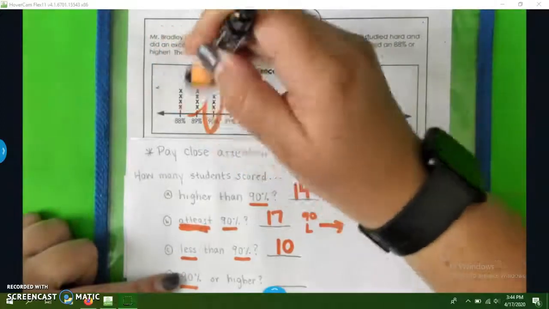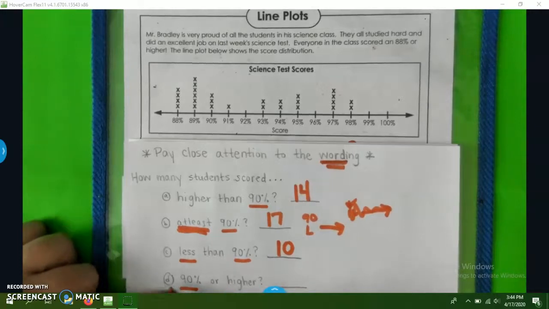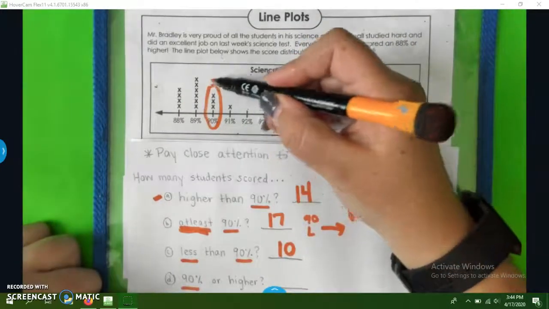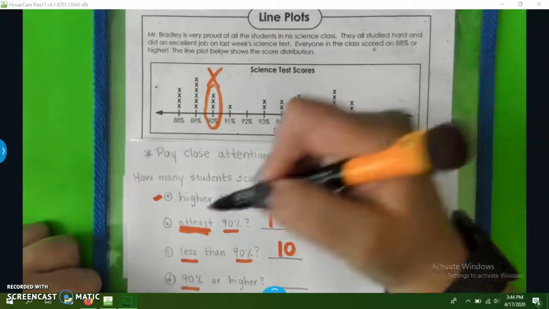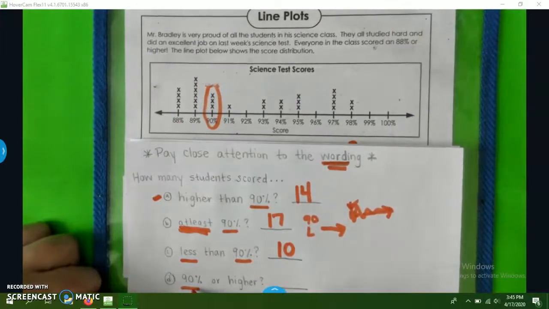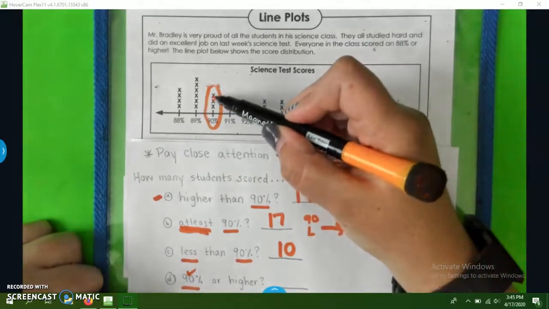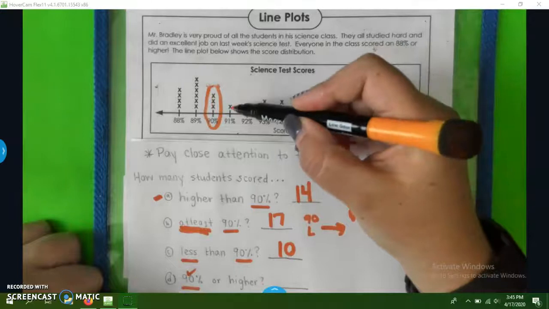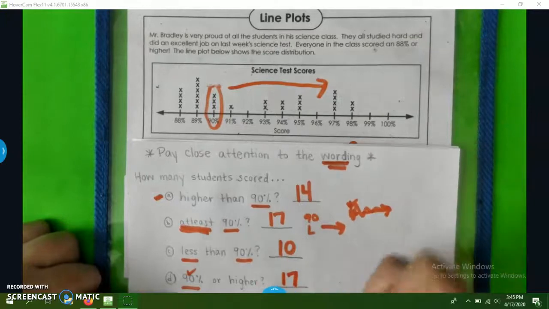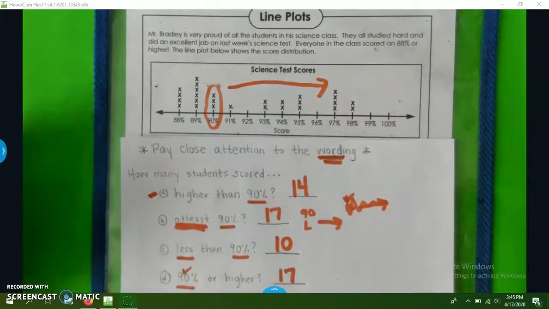And then last but not least, we have 90% or higher. So this is different than letter A. Letter A said higher than 90. So when we looked at these kids who got a 90%, we didn't count them for A because 90 is not higher than 90. However, for this one, if I say 90% or higher, then that means yes, 90% does count. So I will count these 90s this time. 1, 2, 3, 4, 5, 6, 7, 8, because I can also go higher, which would make me have all 17.